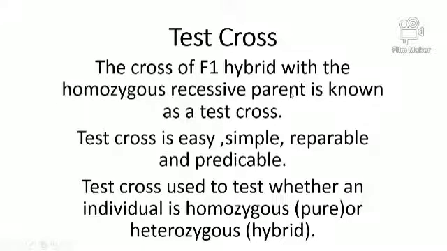Then the test cross. The cross of an F1 hybrid with the homozygous recessive parent is known as a test cross. So here we have the test cross for the F1 hybrid. The F1 hybrid has capital T and small t. Then we cross it with the homozygous recessive, that is small t of the dwarf plant, and so we get the next generation, that is the test cross.